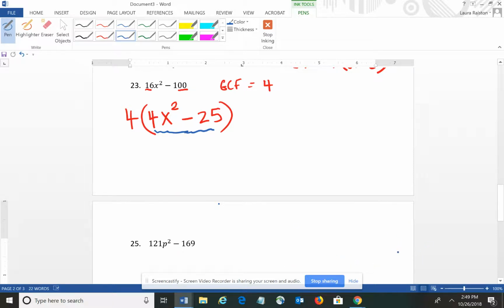I notice I have two terms. It is a square and a minus sign between them, which makes me think it might be a difference of two squares. 4 is a perfect square, it's 2 times 2. 25 is a perfect square because it's 5 times 5. So it does fit the pattern for the difference of two squares. So we draw the parentheses. To get 4x squared, I would have multiplied 2x times 2x. And to get 25, I would have done 5 and 5. One's a plus, one's a minus. And there it is.